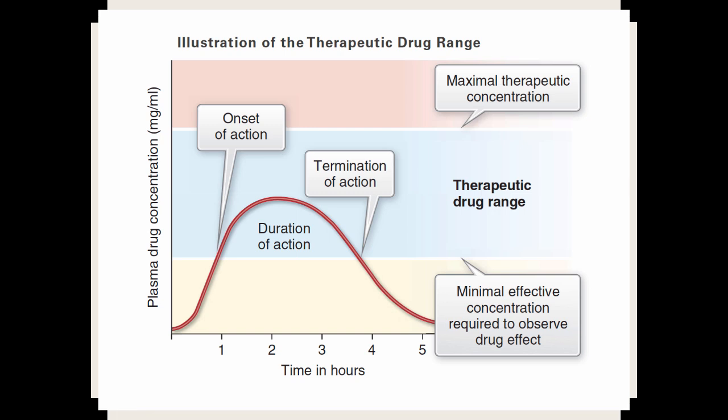Now, if we take that blue area and we shrink it down, and we pull this pink area down and pull this yellow area up, then we get what we call a narrow therapeutic range. This narrow therapeutic range is dangerous because we can go toxic very easily or we can underdose very easily. Typically, we're more concerned about the overdose than the underdose. So we're concerned about going toxic.